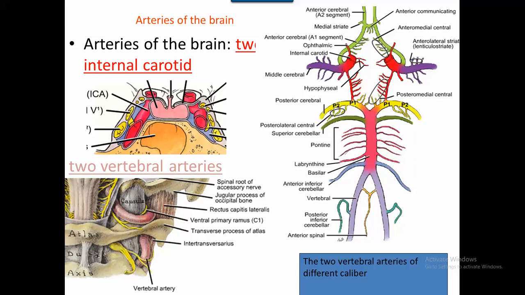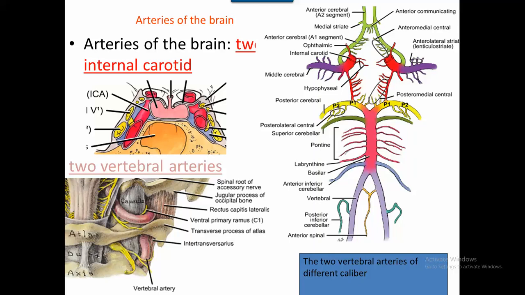Now look here behind, we have the anterior inferior cerebellar artery, the posterior inferior cerebellar artery, and more anterior the basilar artery gives the superior cerebellar artery, and the posterior cerebral artery, which communicates with the internal carotid artery through the posterior communicating artery.